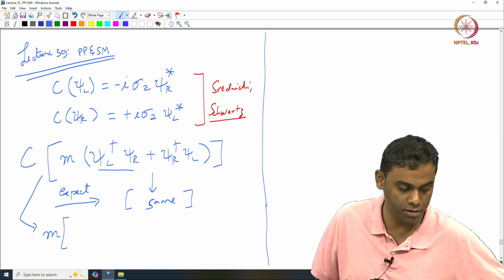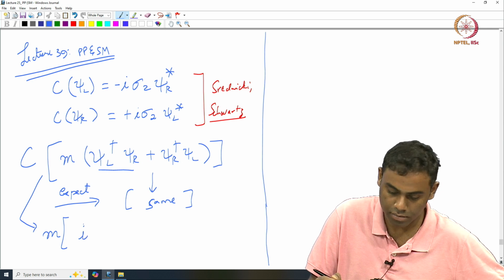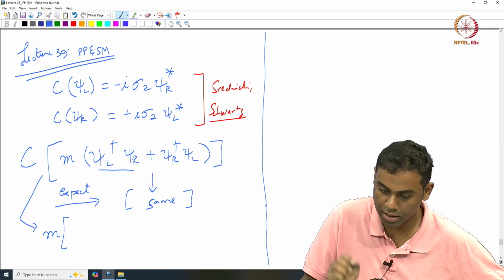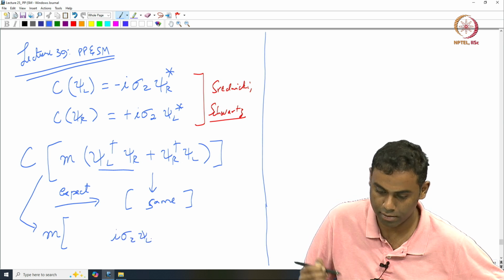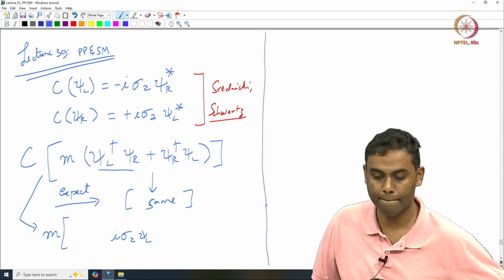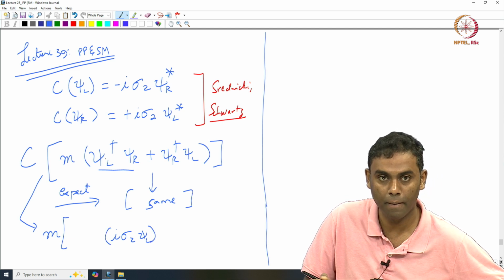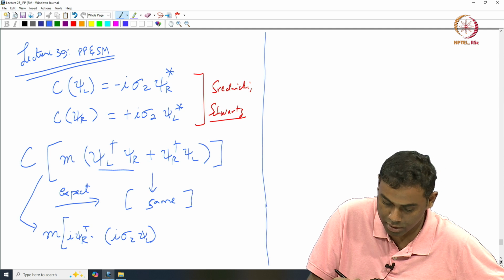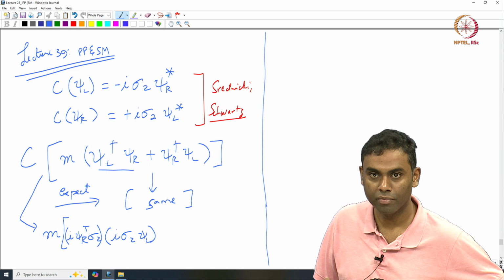If I hit with charge conjugation, would you agree that this is the transformation? First of all, let me write out the simplest term. If I hit the psi r, what happens? Literally I just pull out the I sigma 2 psi L, correct. So I have that. Now what happens if I hit the psi L dagger? So I would get I sigma r transpose sigma 2. Agreed? If you do not, go check this.